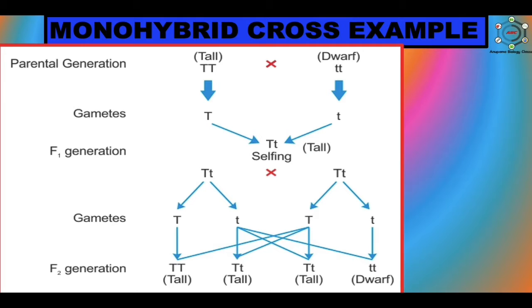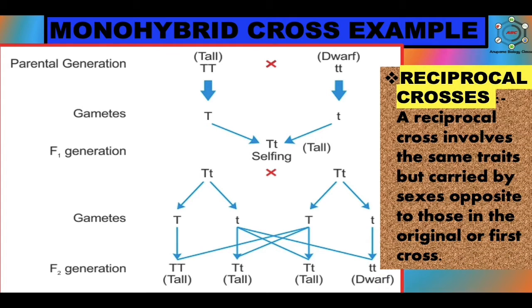He continued his experiment with self-pollination of the F1 progeny plants and surprisingly he observed that 1 out of 4 plants was dwarf while the other 3 were tall. So, the tall and the dwarf plants were in the ratio of 3:1 and called the F2 generation. So, Mendel observed that traits which were absent in the F1 generation had reappeared in the F2 generation. And here, the inheritance of a single trait is called monohybrid inheritance.